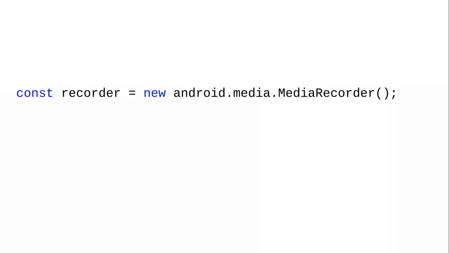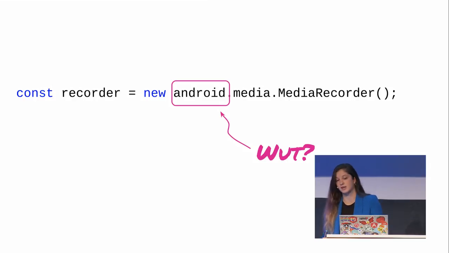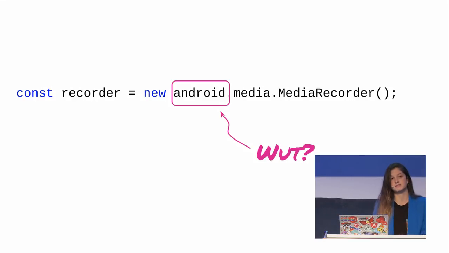The next part of the NativeScript magic: the metadata generator. This is a line of very, very valid JavaScript code inside NativeScript. But we have something that is not usually in the JavaScript language, right? Android. Where does this come from?